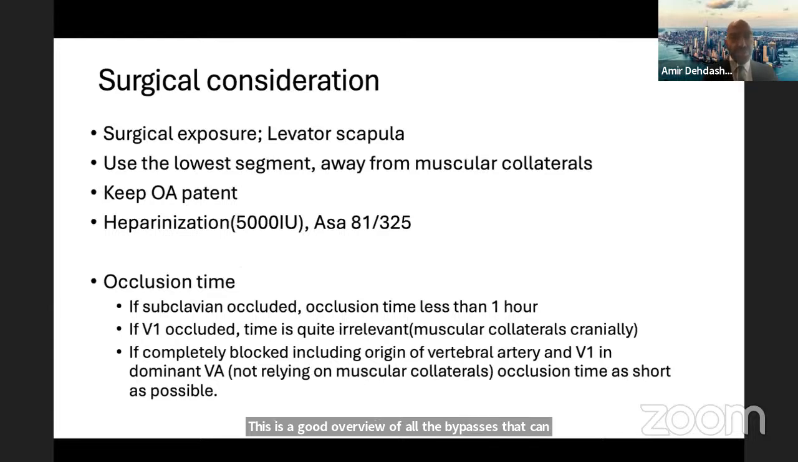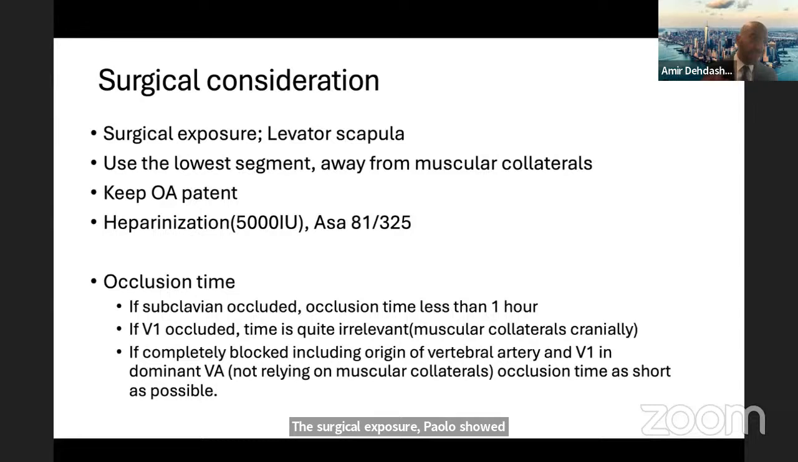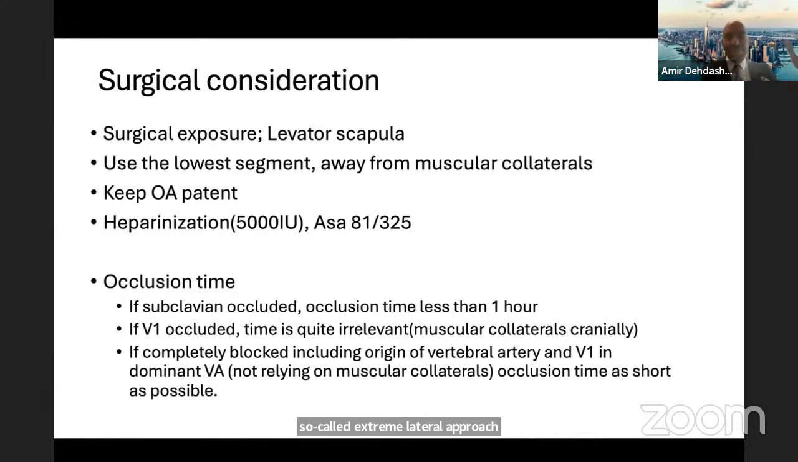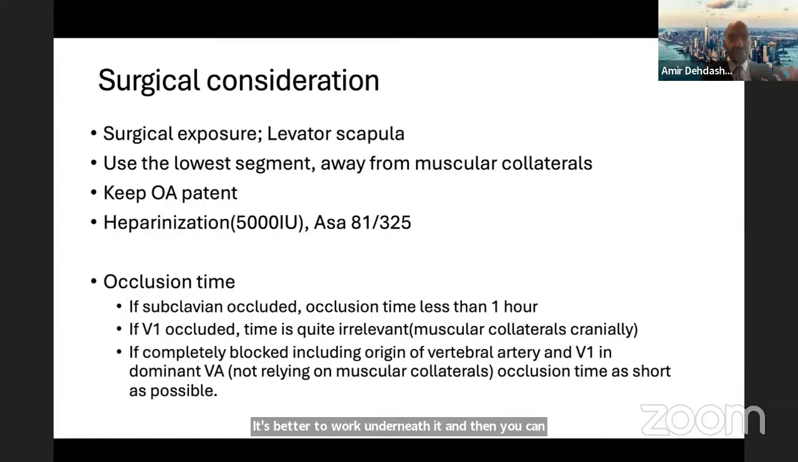Some surgical considerations before I go through surgical cases quickly. The surgical exposure, Paolo showed very nicely the exposure of the vertebral artery, specifically the anterolateral or so-called extreme lateral approach. One thing I have heard people saying sometimes is that they cut the levator scapulae to get to the region around the longus colli and the transverse process. I prefer not to cut the levator scapulae. The levator scapulae is served by the dorsal scapular nerve and helps the movement of the scapula. So it's better to work underneath it, and then you can cut the longus colli and expose the transverse process and get to the vertebral artery.